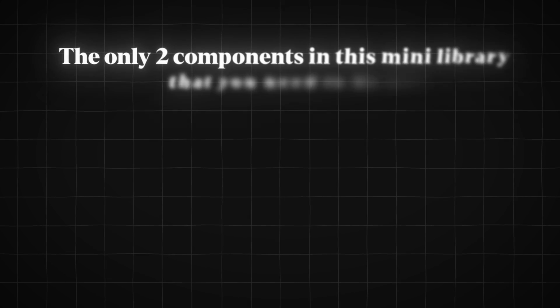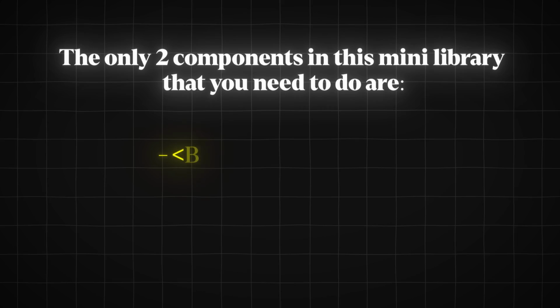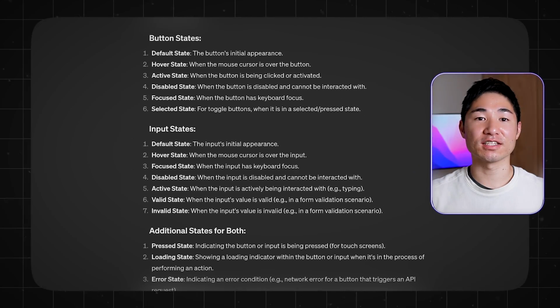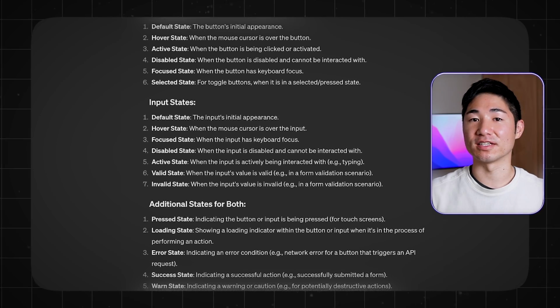The only 2 components in this mini library that you need to do are a button and a text input. You might think this is relatively simple, but if you take into account all the various states that a button and input can have, just these 2 components alone will be several hundred lines of code and will take at least a couple days of deliberate, focused effort to get it right. In terms of design, you can just copy a popular component library and make it look like their button and input, or just roll with your own design.